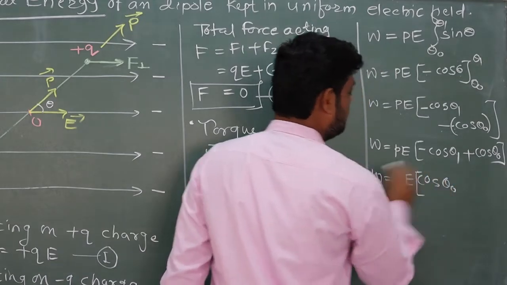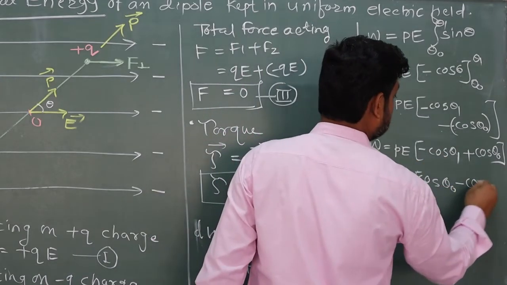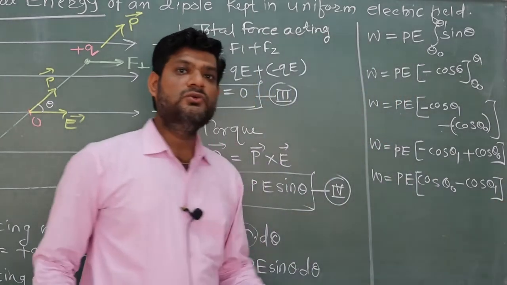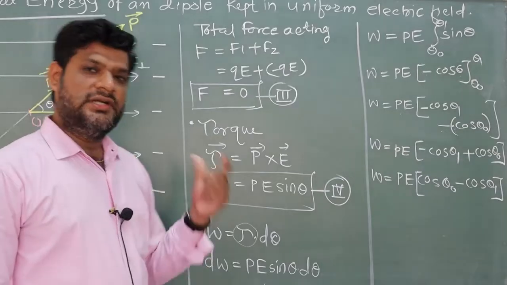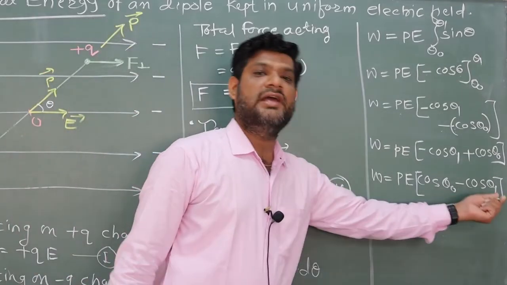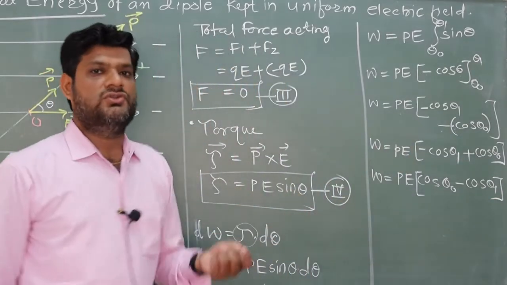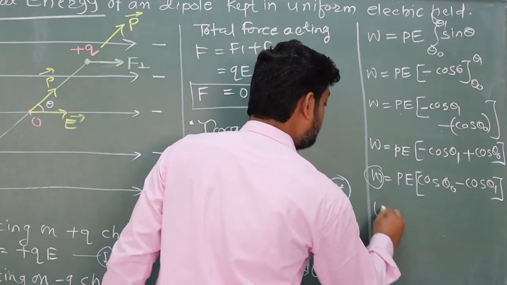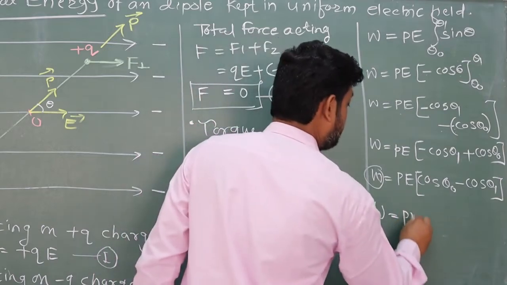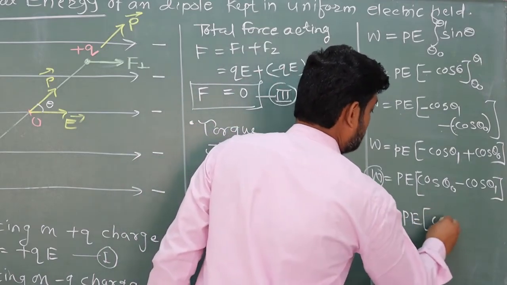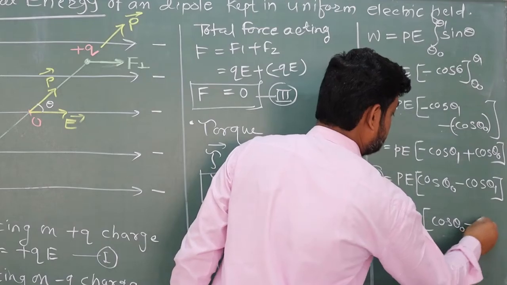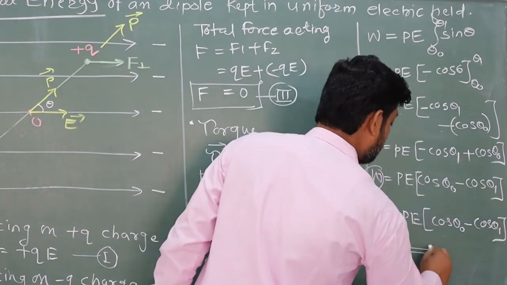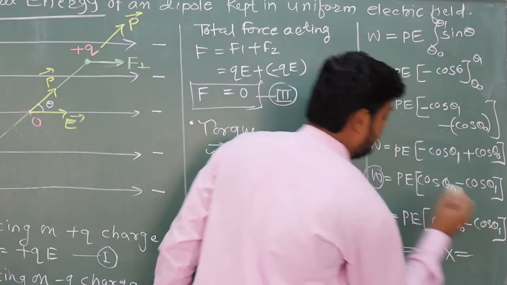We will write cos theta 0 first, then it is minus cos theta 1. So this is the work done to rotate the dipole from theta 0 to theta 1. This work done will be stored in the form of energy, that's why this W becomes U. So U equal to, we can write, pE (cos theta 0 minus cos theta 1), right? So this is the potential energy of the dipole.